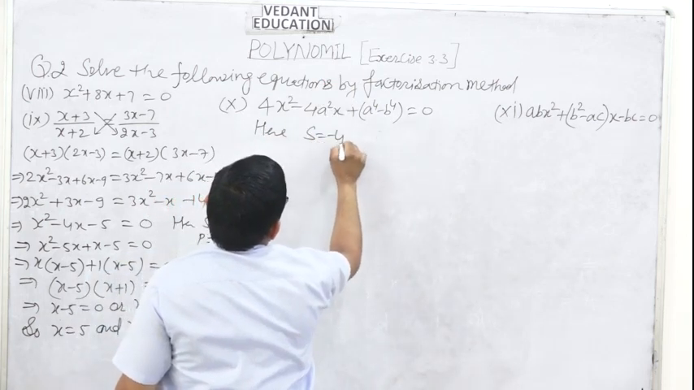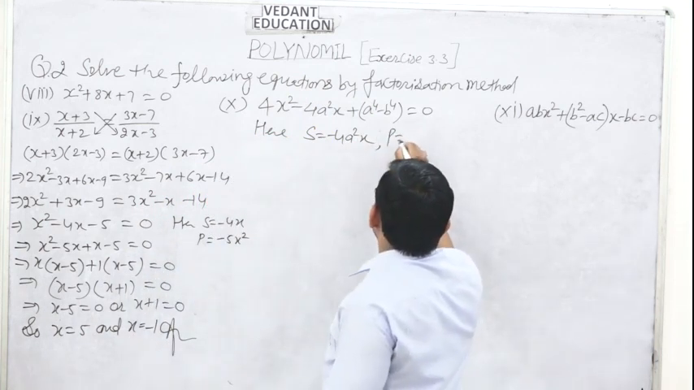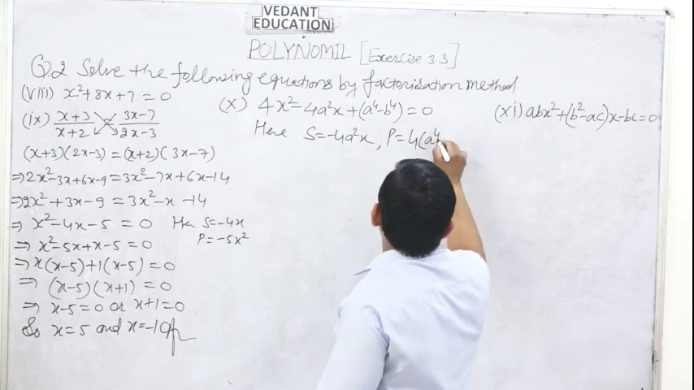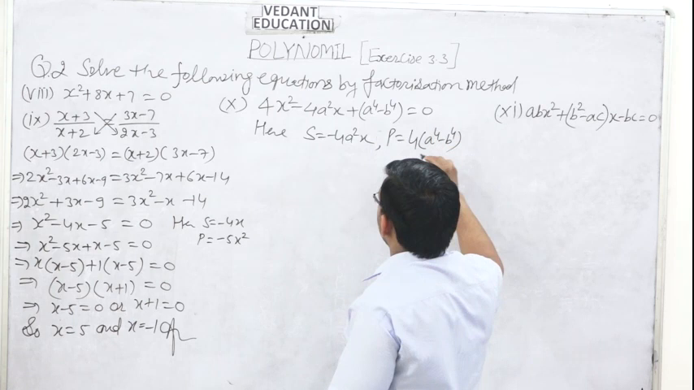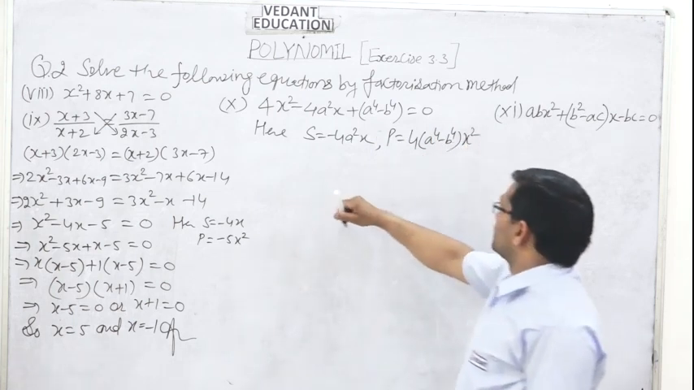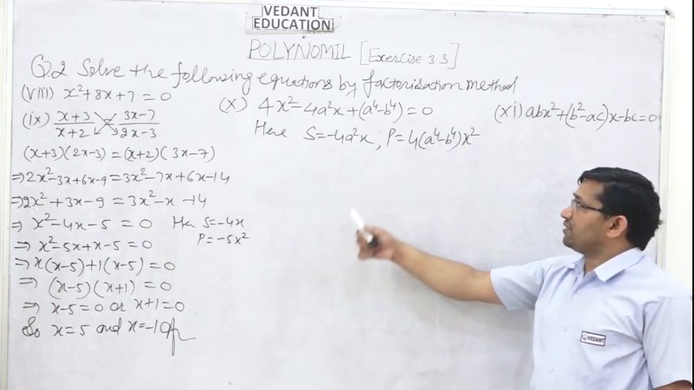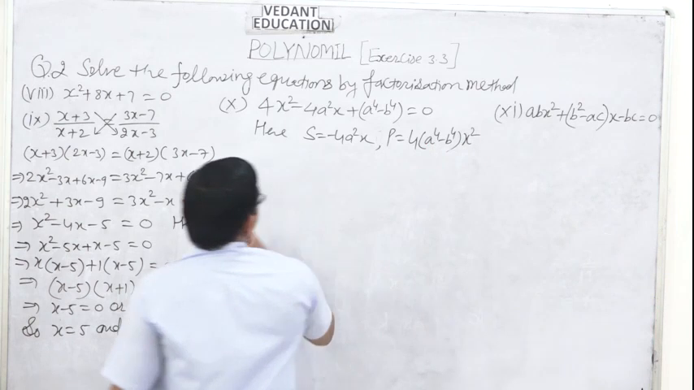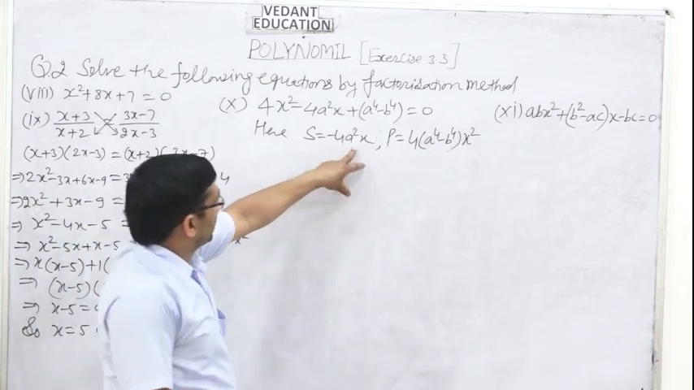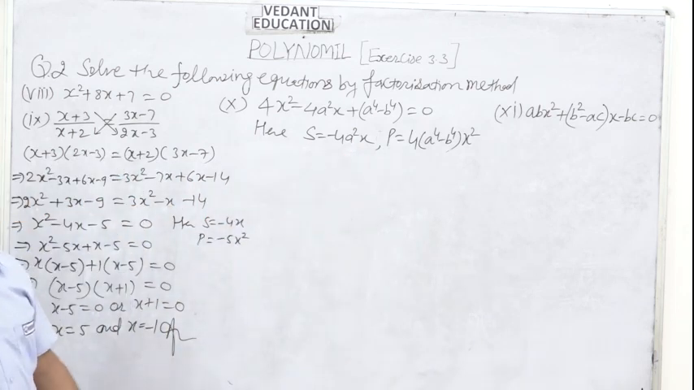Here the sum is minus 4a square x and the product is 4a power 4 minus b power 4 multiply x square. It means the product is 4x square into a power 4 minus b power 4. So we change minus 4a square x into two terms.